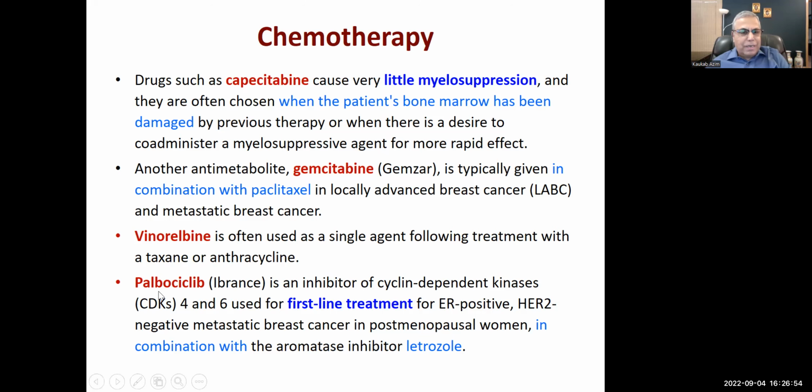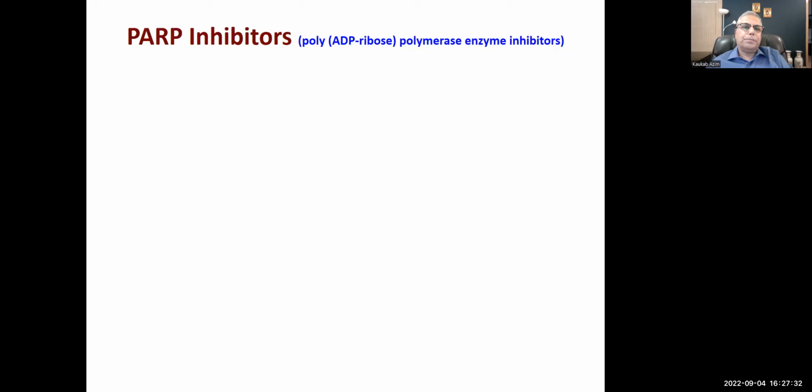Then you have got this targeted therapy, palbociclib. It is an inhibitor of cyclin-dependent kinases, and it is used for first-line treatment for ER-positive, HER2-negative metastatic breast cancer in post-menopausal women in combination with aromatase inhibitor letrozole. So see, so many conditions. It is used in combination with letrozole. The ER receptor has to be positive, and it is used in post-menopausal women. And the outcome of these targeted therapies is not very good. It is not as good as the cytotoxic drugs.